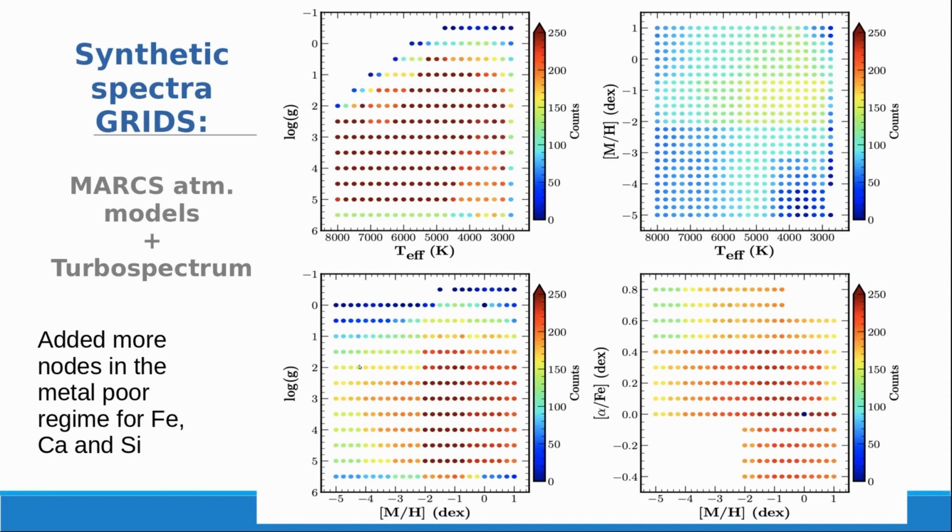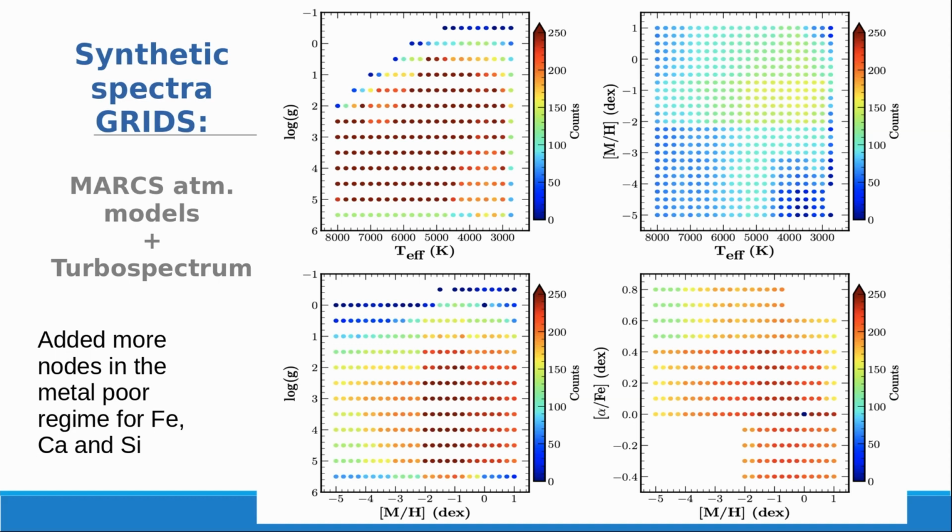Here we can see a projection of the synthetic grid we used for the estimation of the parameters. This considers MARCS atmospheric models implemented by Turbospectrum. And the step size is 250 K in effective temperature, 0.5 dex in log g. In metallicity, 0.25 dex, while in alpha, because the scale of alpha is lower than that of metallicity, we consider a step of 0.1 dex.